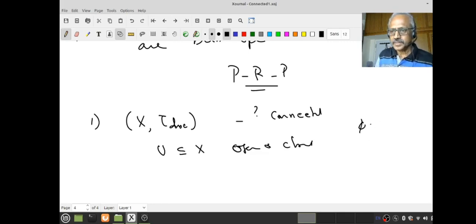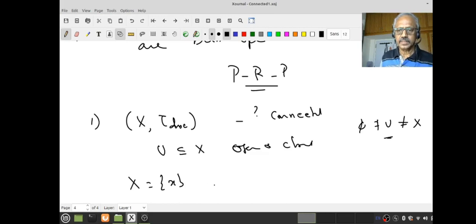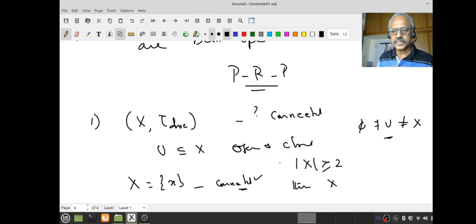When I say this is not connected, I have to make sure: if X has only one element, little x, then the only topology on that is the discrete topology. Therefore this is connected. You understand that? A singleton set. But on the other hand, if the number of elements in X is greater than or equal to 2, then X is not connected with the discrete topology.